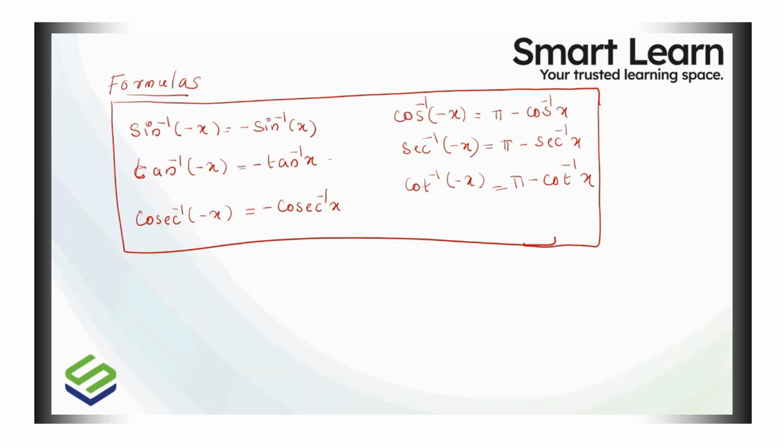Then here we have some important formulas, because we use them to solve numericals. Sine inverse of minus x, tan inverse of minus x, cosec inverse of minus x will all be minus. But for cos inverse, sec inverse and cot inverse, it will become pi minus cos inverse of x, pi minus sec inverse of x, pi minus cot inverse of x.